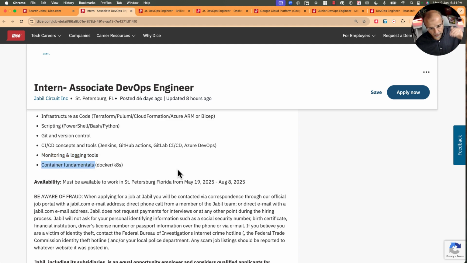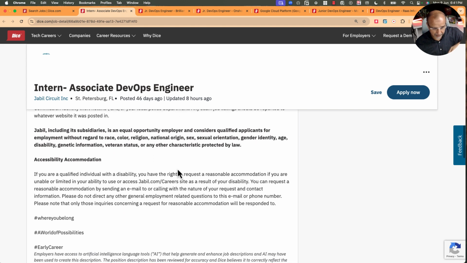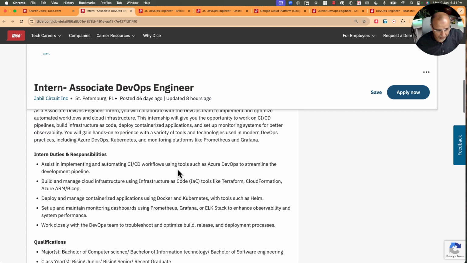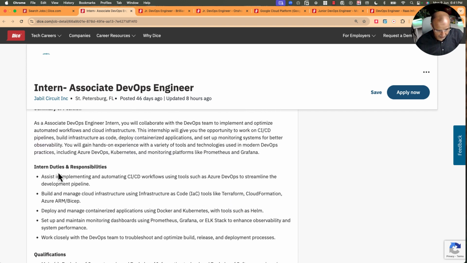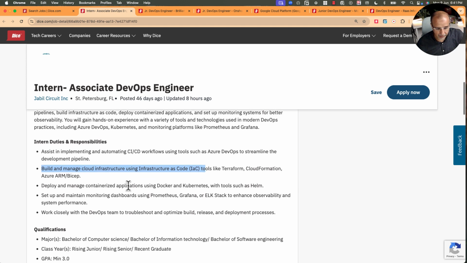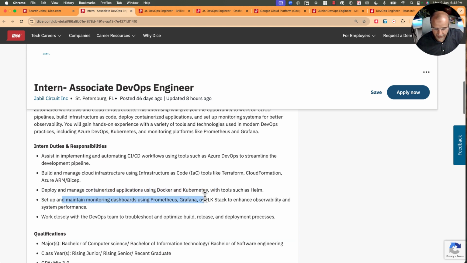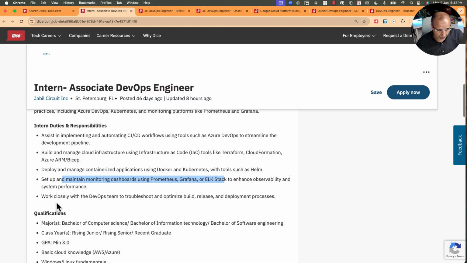So they expect you to know the fundamentals of all of these skills, and they expect you to assist in implementing and automating CI/CD workflows, building and managing cloud infrastructure using infrastructure as code tools like Terraform, deploying and managing containerized applications using Docker and Kubernetes, setting up and maintaining monitoring dashboards using Prometheus, Grafana, and ELK stack for logging, and working closely with the DevOps team to troubleshoot and optimize.